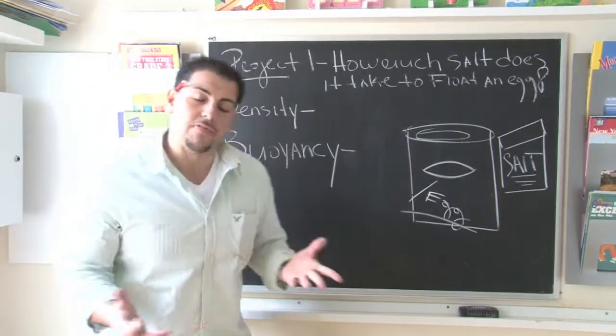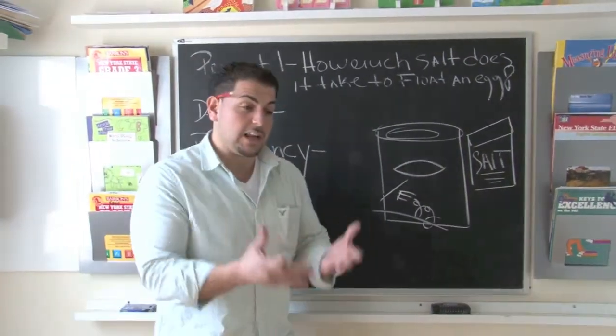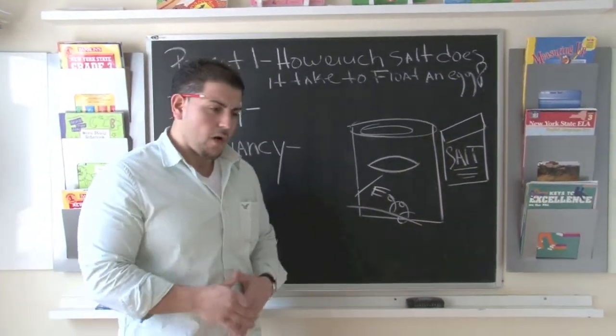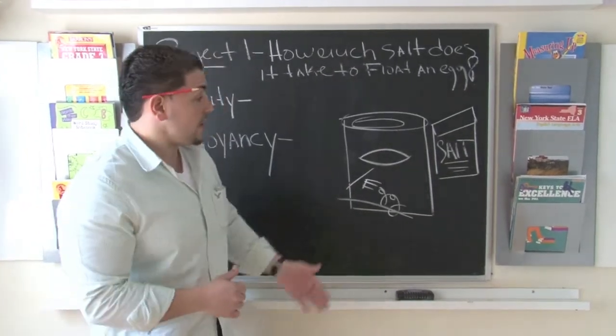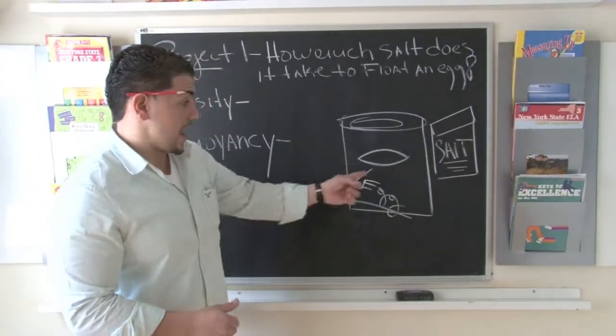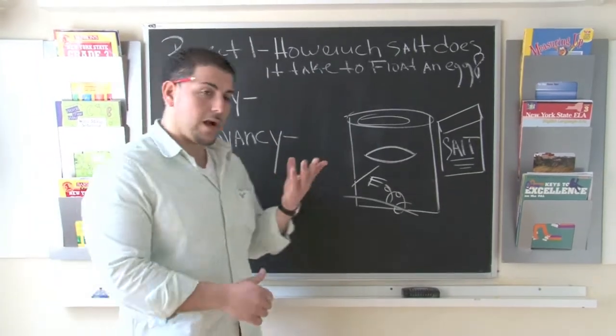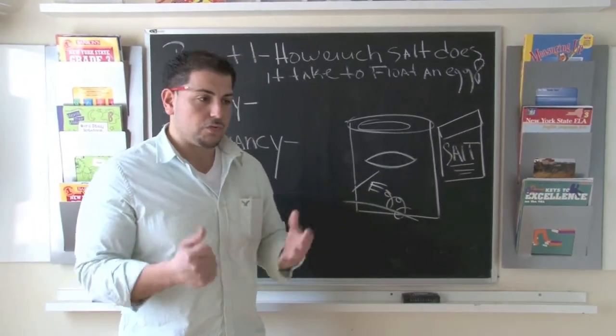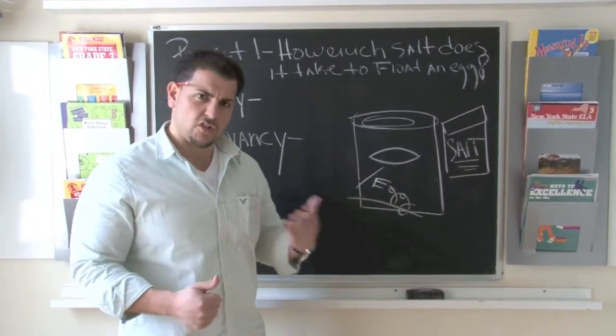Now, there are two key things you're going to need for this project. You're obviously going to need either a bowl or a cup or anything that can carry water. And then you're going to need salt and you're going to need an egg. Just a hint: depending on what kind of bowl or cup you use, it's going to determine the type of salt that you're going to add.